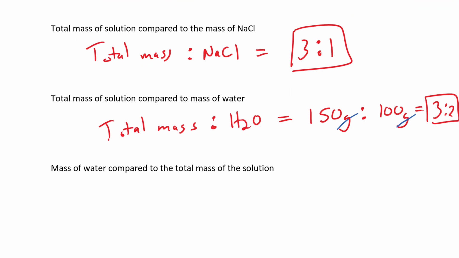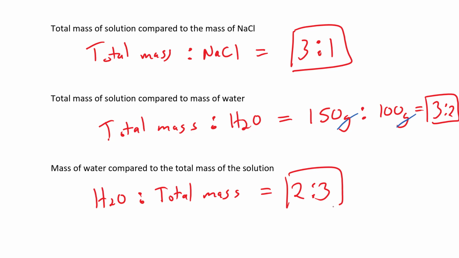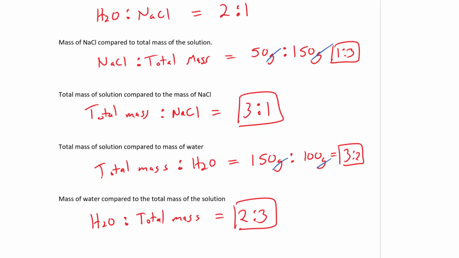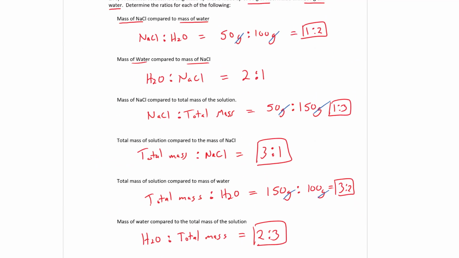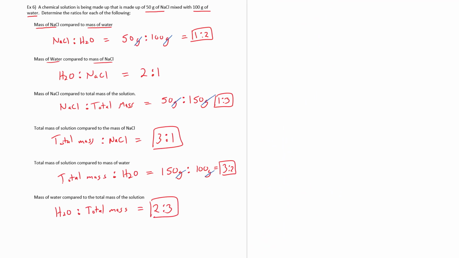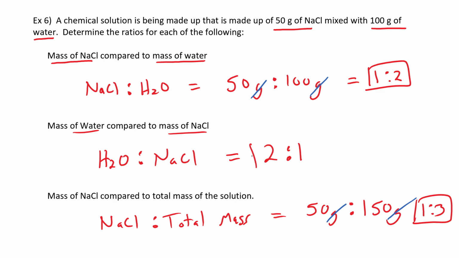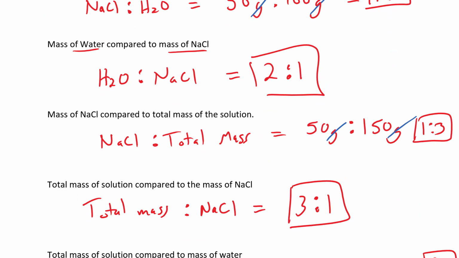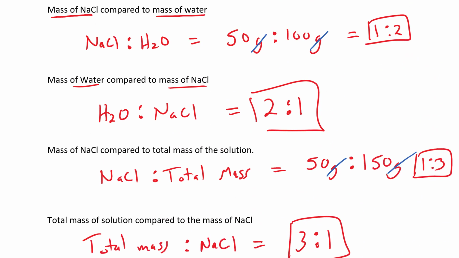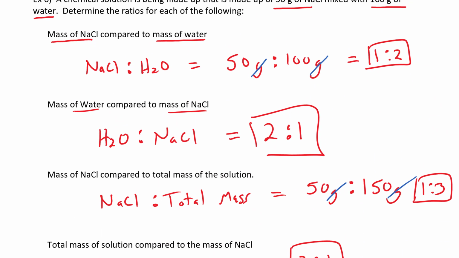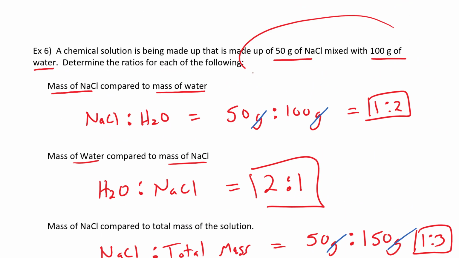Lastly here, mass of water compared to the total mass of solution. So here we get H2O compared to total mass, and that's equal to 2 compared to 3. The purpose of this, hopefully you were bored with this, but you can see where I'm going with this. All these different ratios here, 1 to 2, 2 to 1, 1 to 3, 3 to 1, 3 to 2, 2 to 3. Those are all different numbers. It all is in reference to a single solution right here.